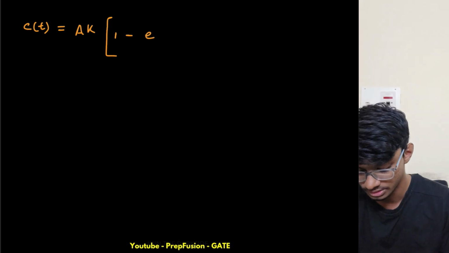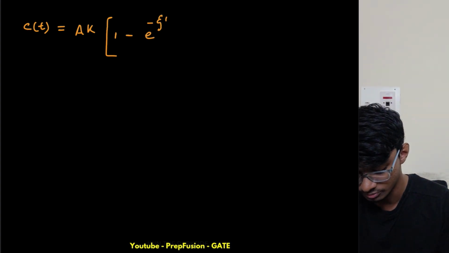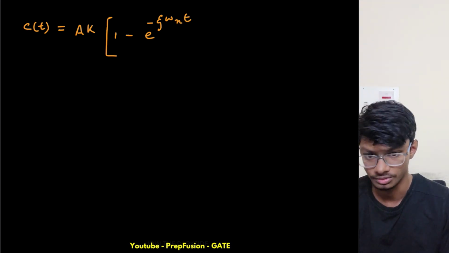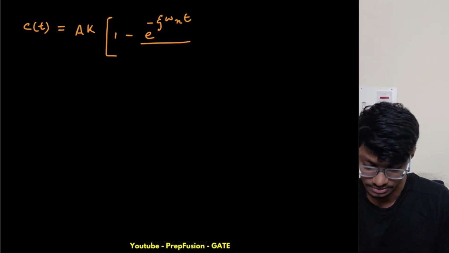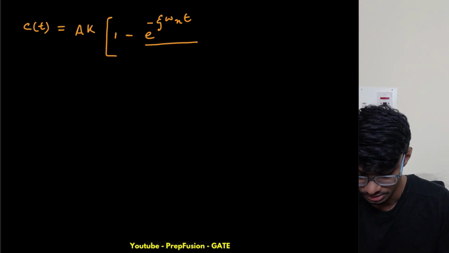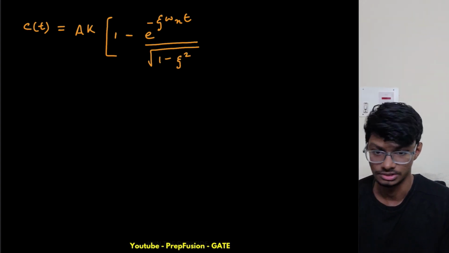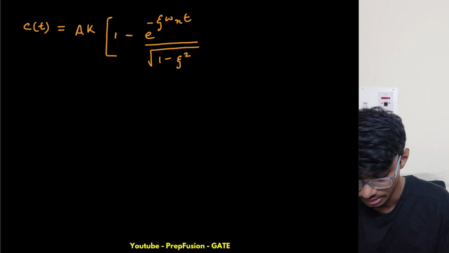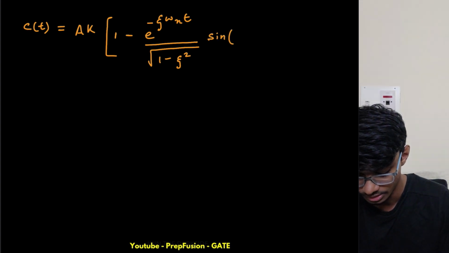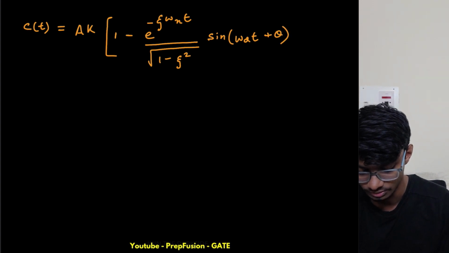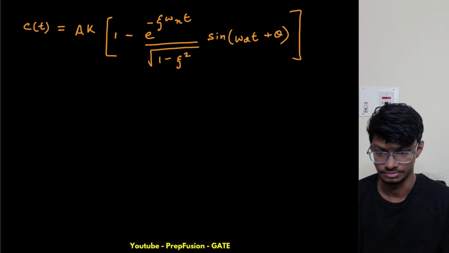How do you remember this? This comes with the time constant, that is 1 by zeta omega n, which comes in inverse here. So this is 1 by zeta omega n, and this is under root one minus zeta square, which comes down. And this is sine, with the damped frequency and some theta. So this is my expression basically.